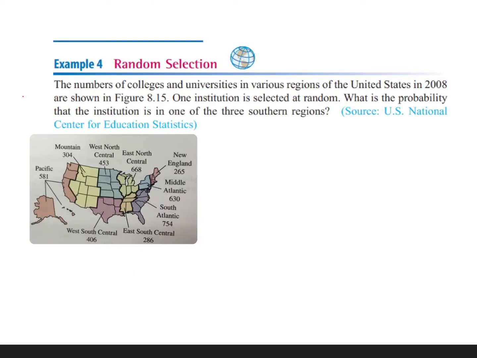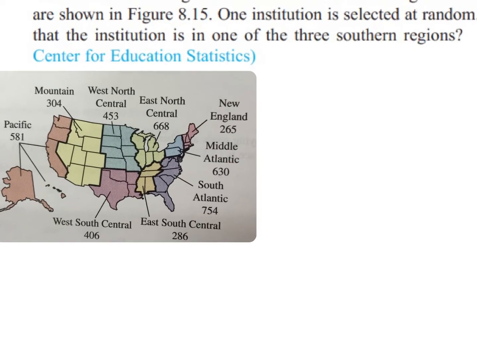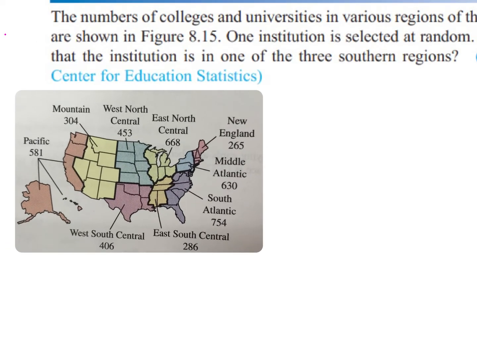All right, the numbers of colleges and universities in various regions of the United States in 2008 are shown in the figure. One institution is selected at random. What is the probability that the institution is in one of the 3 southern regions? What are my 3 southern regions? All the ones that say south: west south central, east south central, and south Atlantic.